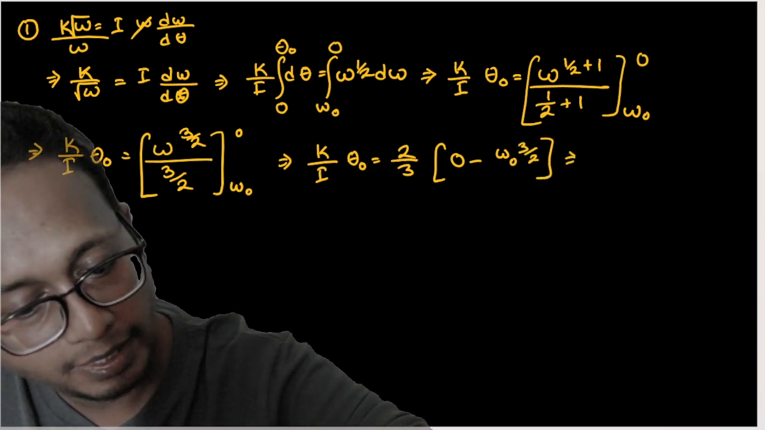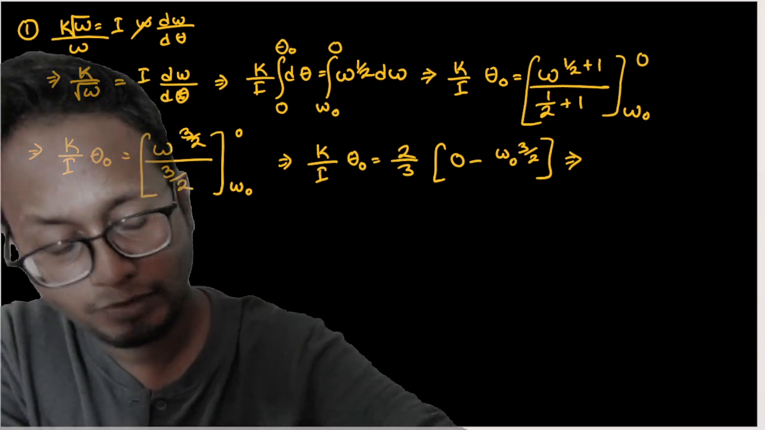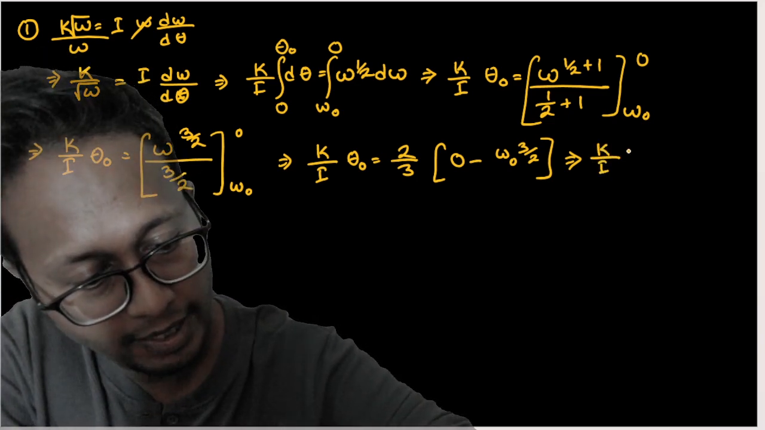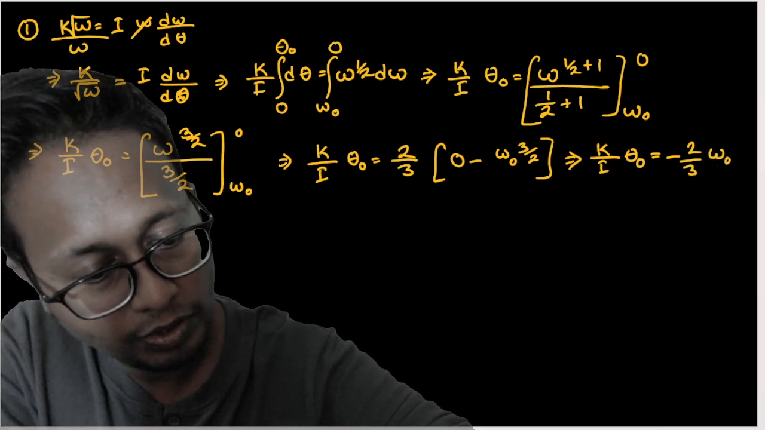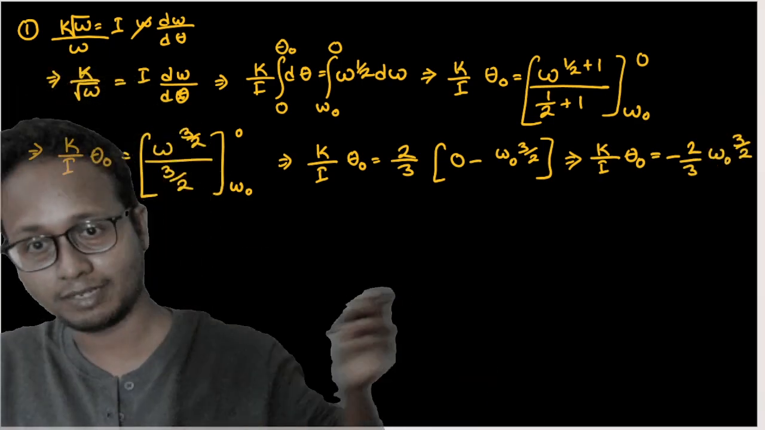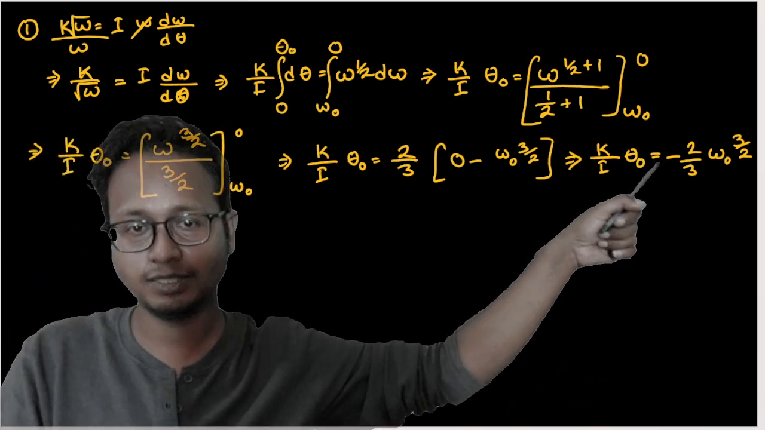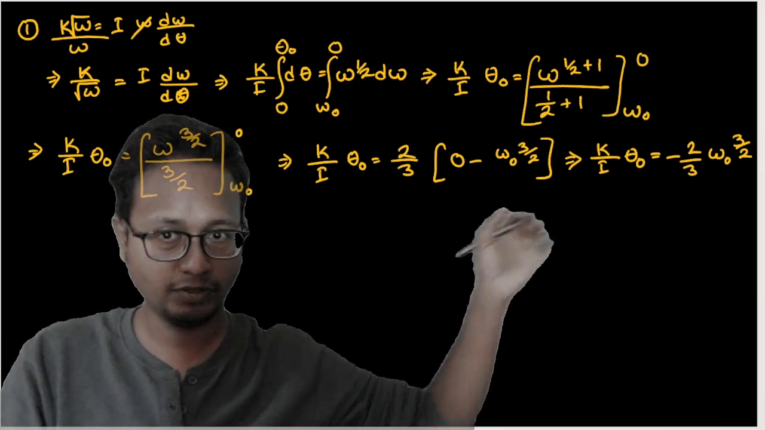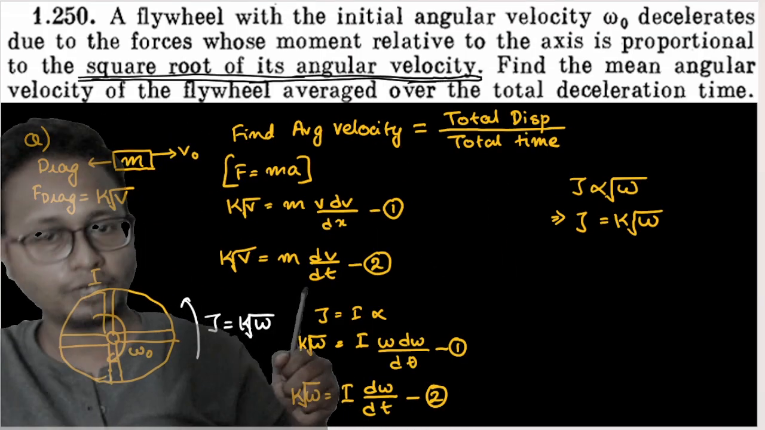Let me write this equation properly. K by I theta naught is equal to minus 2 by 3 omega naught to the power 3 by 2. There is certain homework for yourself: you have to figure out why this minus sign is coming here. What is the significance of this minus? I'll give you the hint at the end of the question. For now, just focus on the solution. Equation number 2. What is equation number 2?